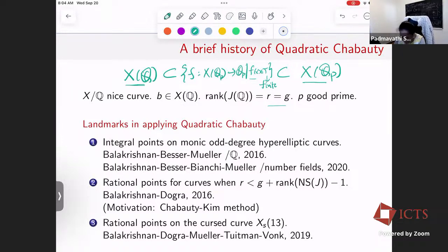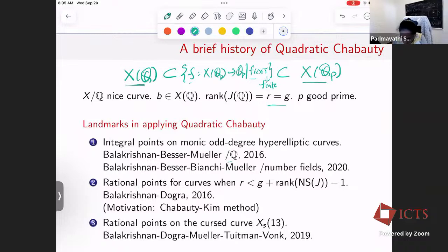So I'm sure this came up in other talks before, but let me mention this again. The first instance of the quadratic Chabauty method was built for finding integral points on odd degree hyperelliptic curves. This is the first example that showed P-adic heights might give you a new method for coming up with such analytic functions when the rank equals the genus. And this was first built over Q by Balakrishnan, Besser, Müller, and later extended to all number fields by the same team together with Francesca Bianchi.